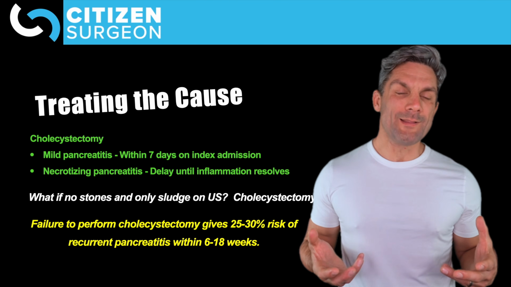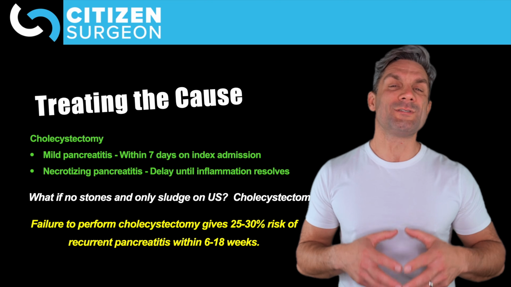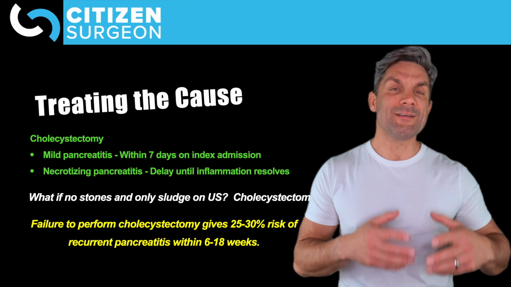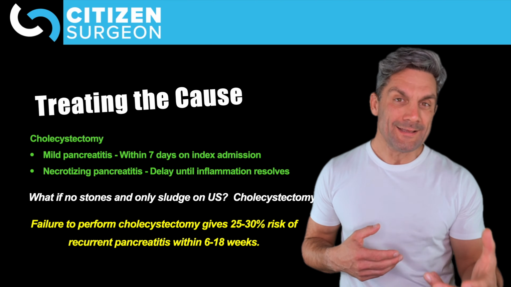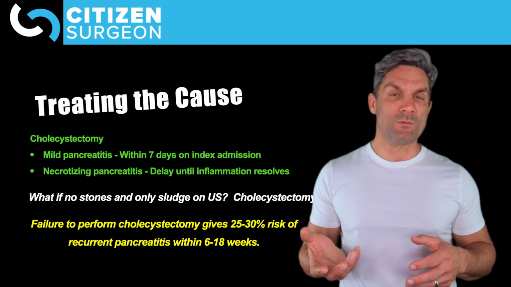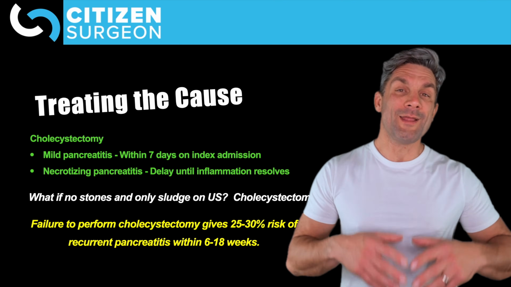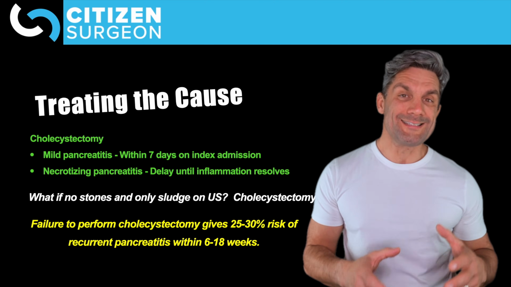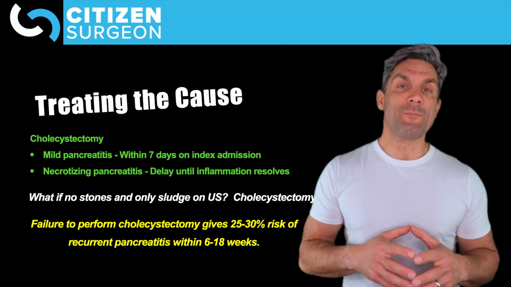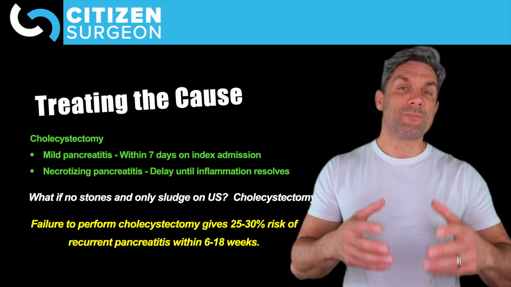Why do we take the gallbladder again? Well, we take the gallbladder out because there's a 25 to 30% chance of having severe acute pancreatitis again if that gallbladder isn't taken out in the next 6 to 18 weeks. And so that's why for mild forms, we want to take that gallbladder out at that index admission or within 7 days. And for severe acute pancreatitis, we want to take that gallbladder out after the inflammation resolves.